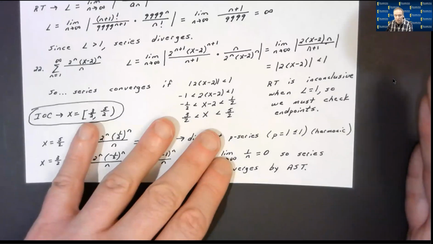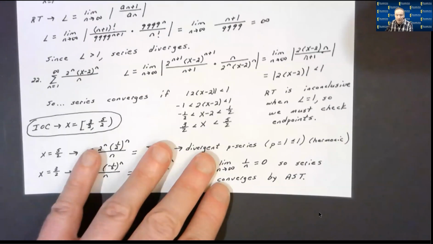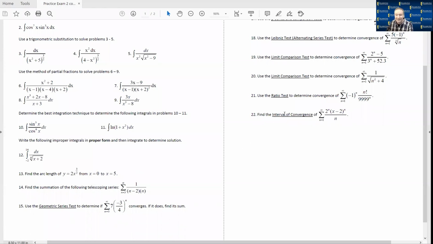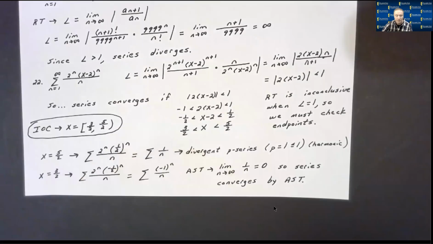For 22, this is our power series problem where we need to find the interval of convergence. So the difference in just your normal ratio test and number 22, where we have a power series, is now we have a function of x, where we need to find the values of x that will make this series converge. You say, okay.